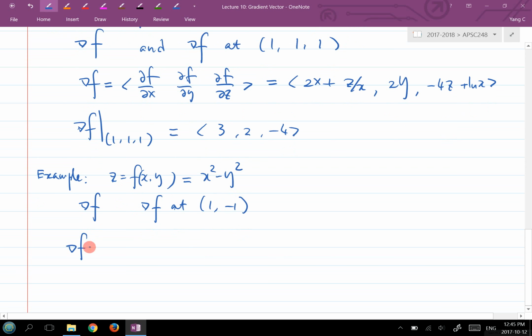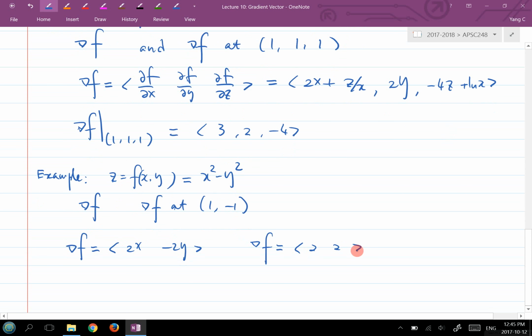First, calculate del f: 2x, negative 2y. That's very, very simple. And del f, you calculate this, plug in the x, y value, we get what? 2, 2, right? So nothing really challenging here.